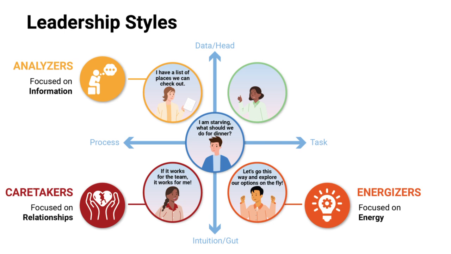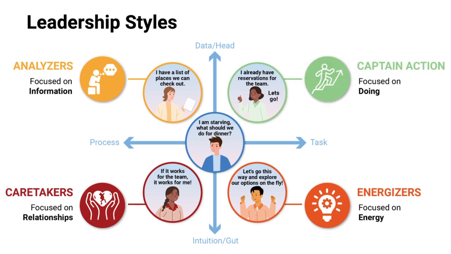The caretakers in the bottom left emphasize caring. They're the ones who strive to make sure everyone is happy and put relationships first. They will gladly go to the restaurant identified by someone else. Finally, the captain actions in the top right already have a clear plan for solving the problem. They've long made a reservation in a restaurant.